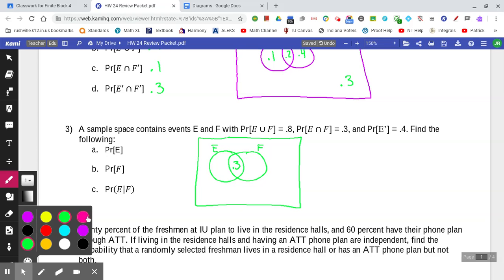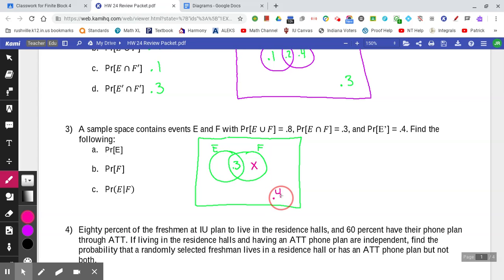It looks like we're probably going to need to write a little equation to figure this out. So not inside E is 0.4. So here's E, so outside of it is 0.4. There are two parts to that. So I'm going to call one of them X, and the other one I'm going to call 0.4 minus X, because these two together need to add up to 0.4, because they are the complement of E. That's what's outside of circle E.